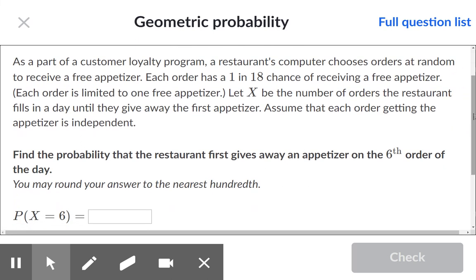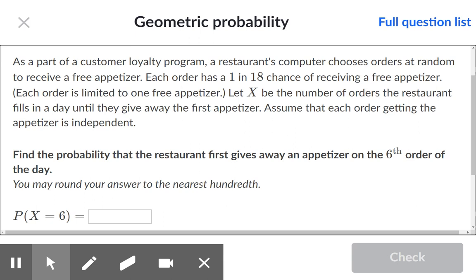So here, as a part of a customer loyalty program, a restaurant's computer chooses orders at random to receive a free appetizer. Each order has 1 in 18 chance of receiving a free appetizer. Each order is limited to 1 free appetizer. Let X be the number of orders the restaurant fills in a day until they give away the first appetizer.